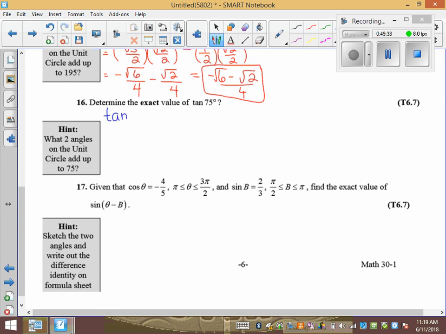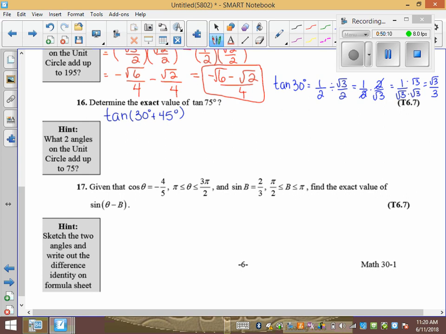Yes. Tan 30 plus 45. Tan of 30 is sine divided by cos, so it's a half divided by root 3 over 2, which is a half times 2 over root 3, which is 1 over root 3, and then you rationalize it. So it's root 3 over 3. Yes, I know that's ridiculous, but it is.